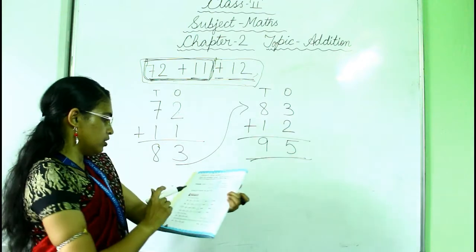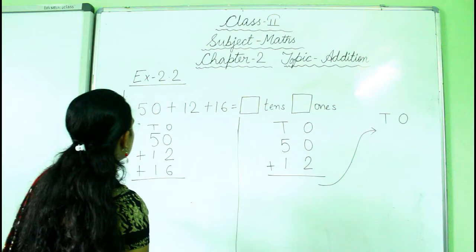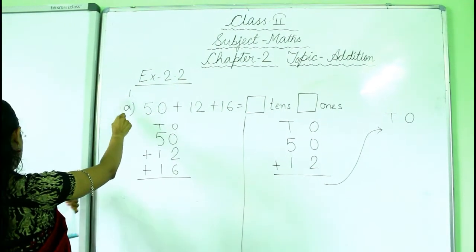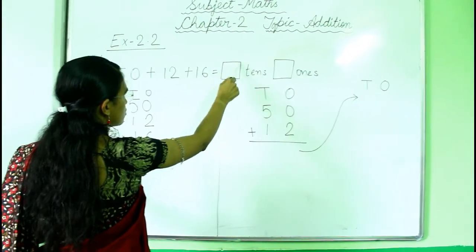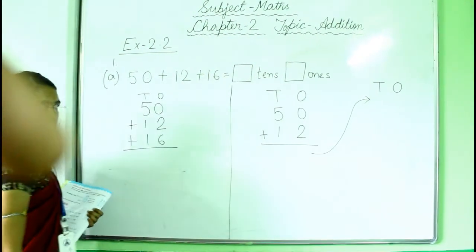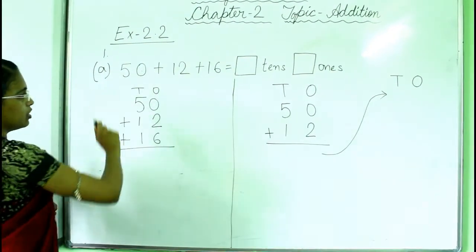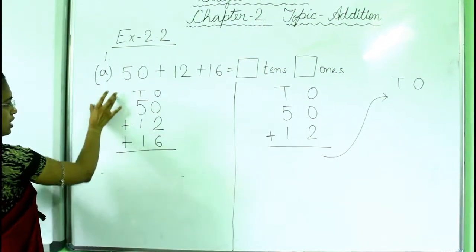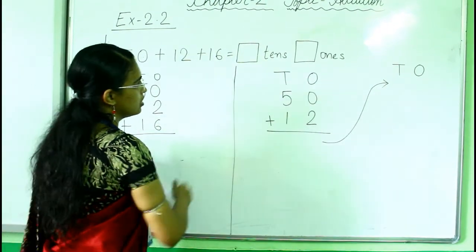Understood? Now we will do exercise 2.2. Now look here, I have written, we will start exercise 2.2. The first question is fill in the blanks. Number A, 50 plus 12 plus 16, box equals to box tens box ones. So we have to find the sum of these addends. Whenever there are three numbers, we can do this type of math in two ways. First one is this, second one is this. I have shown you how to do this type of math.